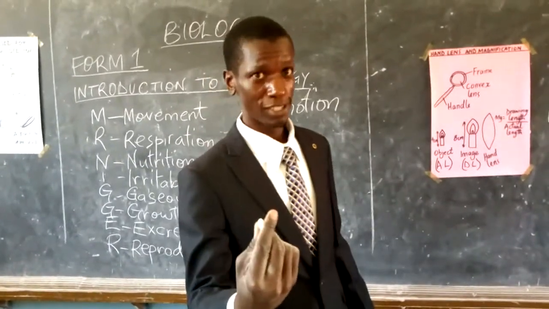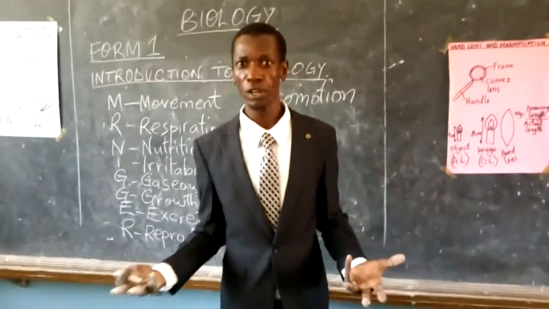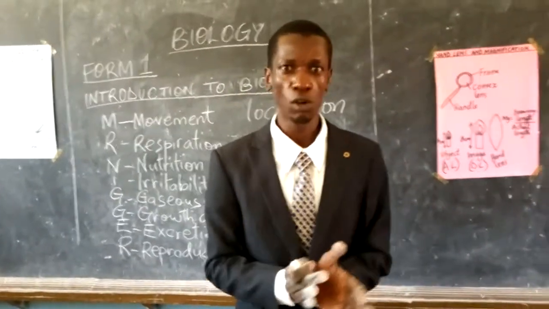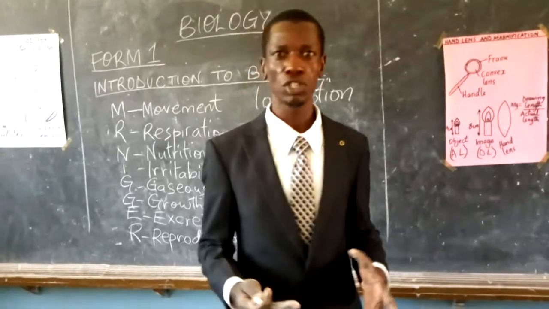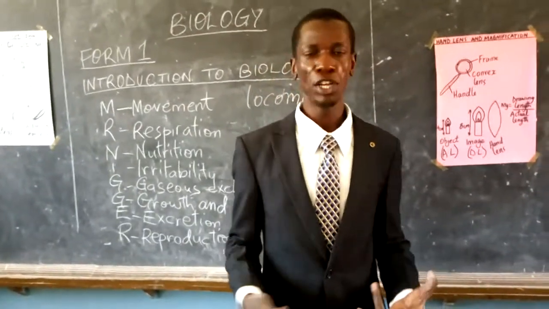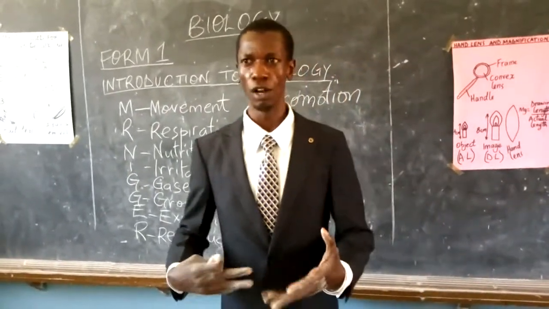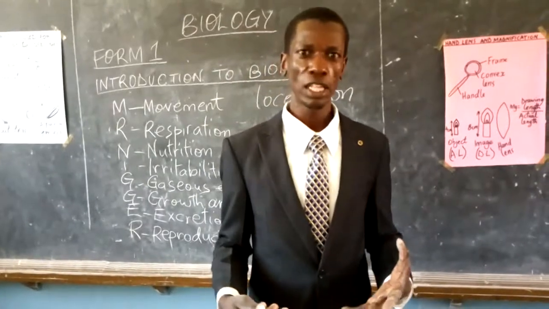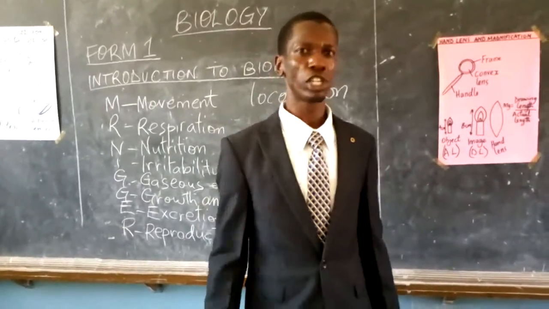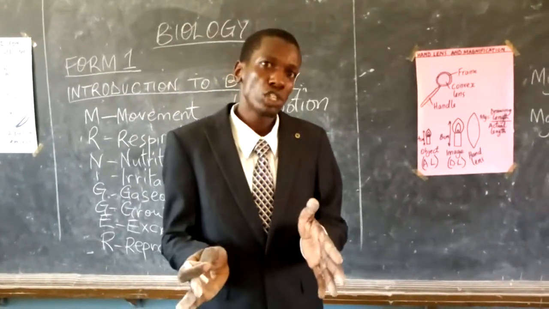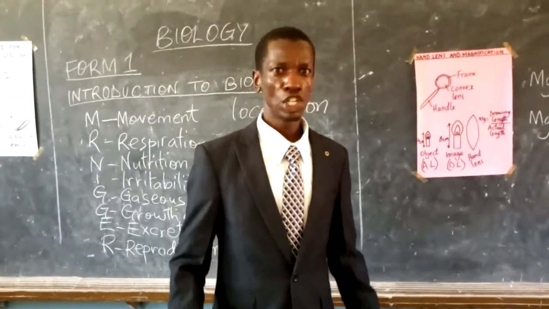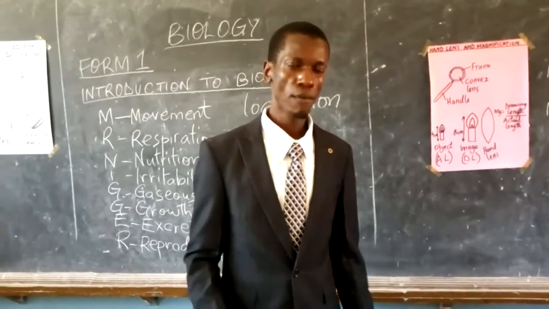What about the birds? They have both legs and wings as locomotory structures, while small organisms such as amoeba may use locomotory structures such as the pseudopods. We will come to see what pseudopods are. And the bacterial cell, its locomotory structure is referred to as cilia or flagella.